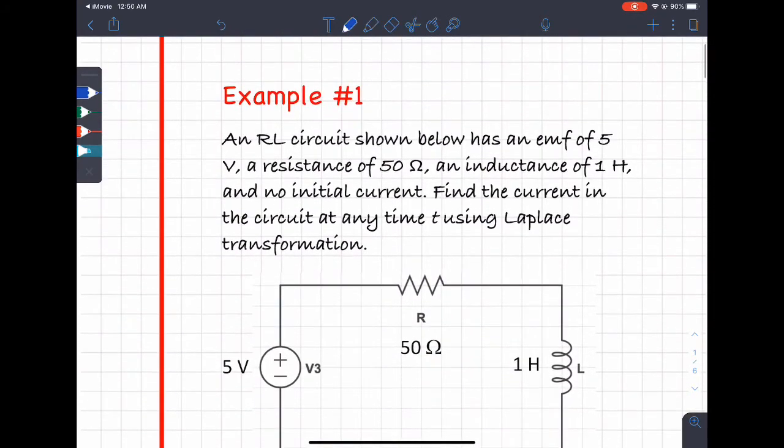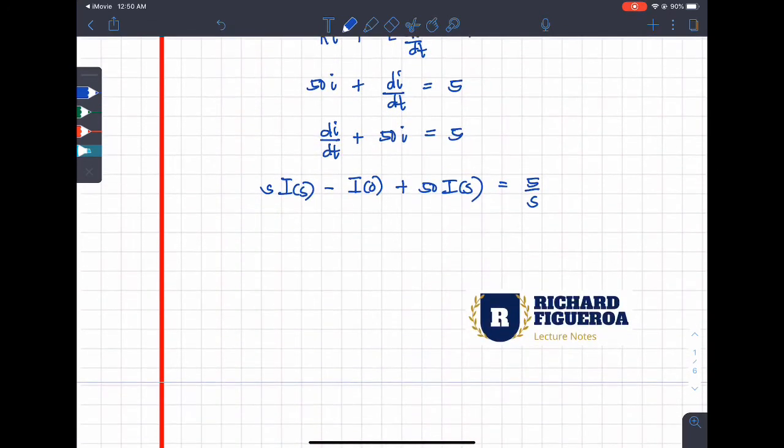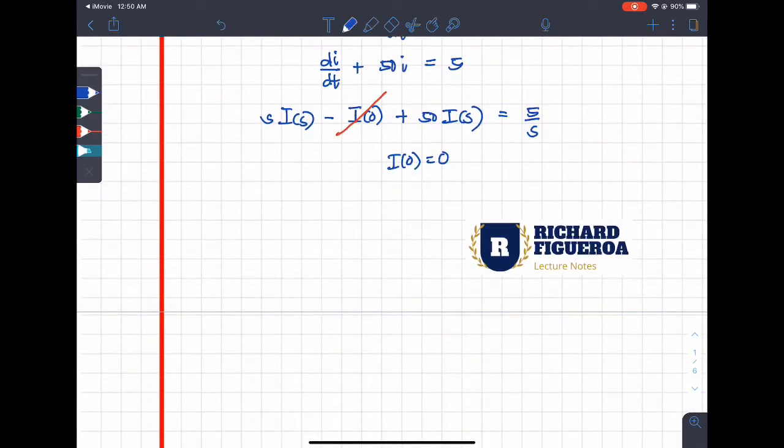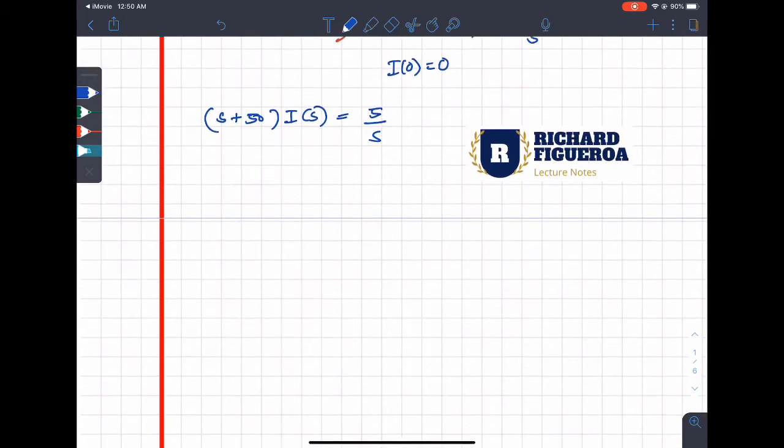However, based on the problem, it says that there is no initial current. Therefore, I of 0 is equal to 0, so that's canceling that out. Factoring I of s, that would give us s plus 50 multiplied with I of s, equal to 5 over s. So getting I of s, that would be 5 over s times s plus 50.